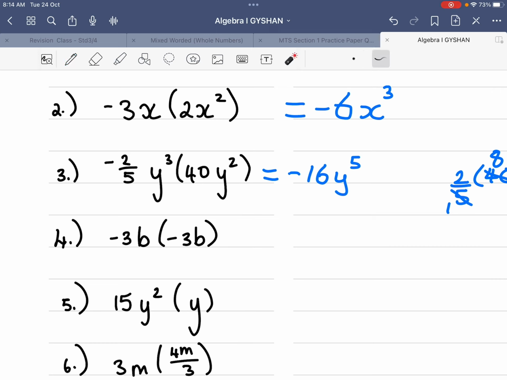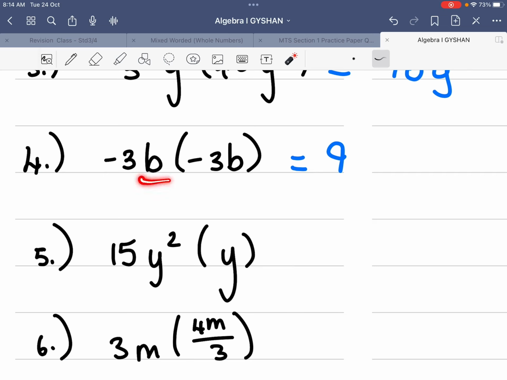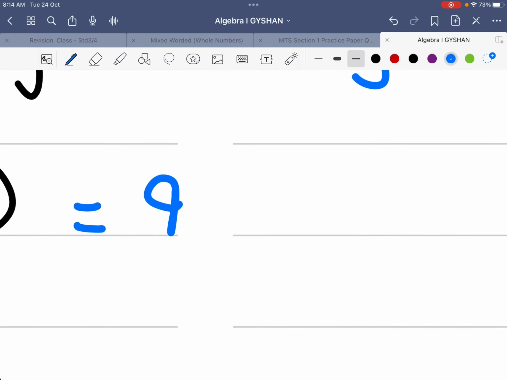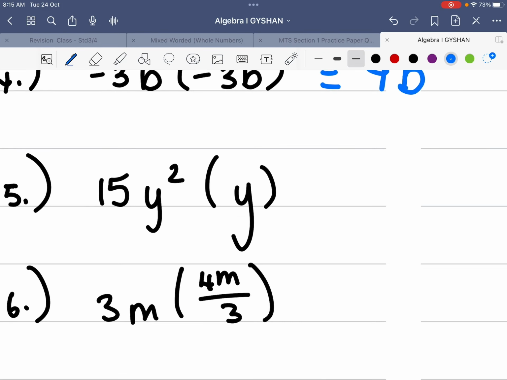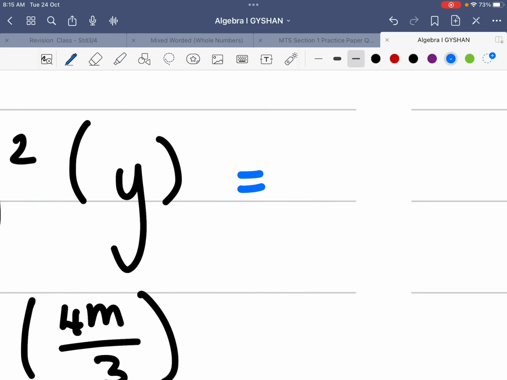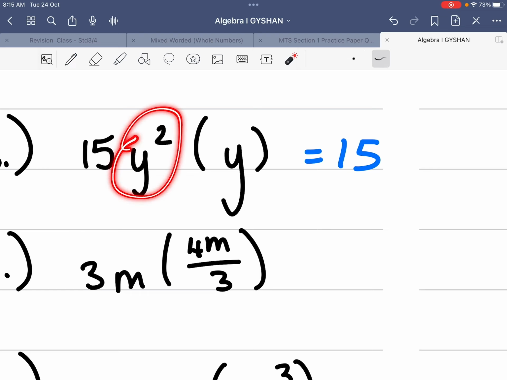Number 4, negative 3 times negative 3 is, a negative by a negative is a positive. 3 times 3 is 9. And then we have b times b is b squared. Number 5, positive 15 times positive 1, that will be 15. Y squared times y is y cubed.